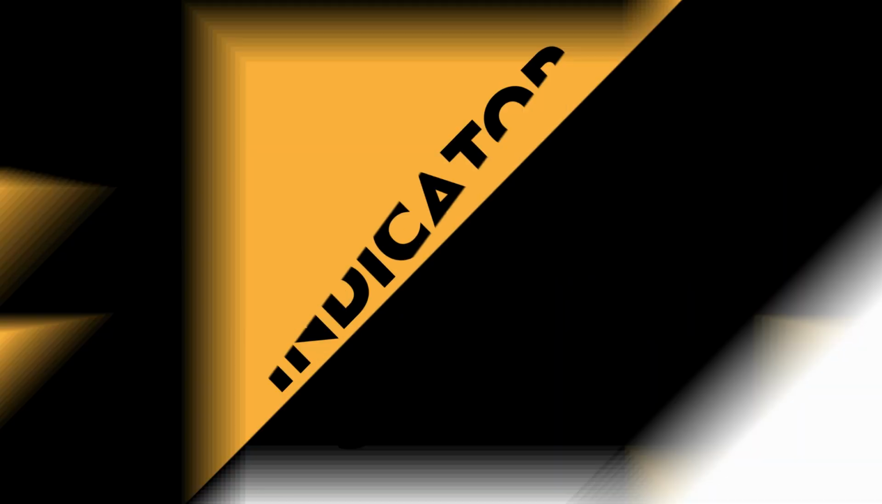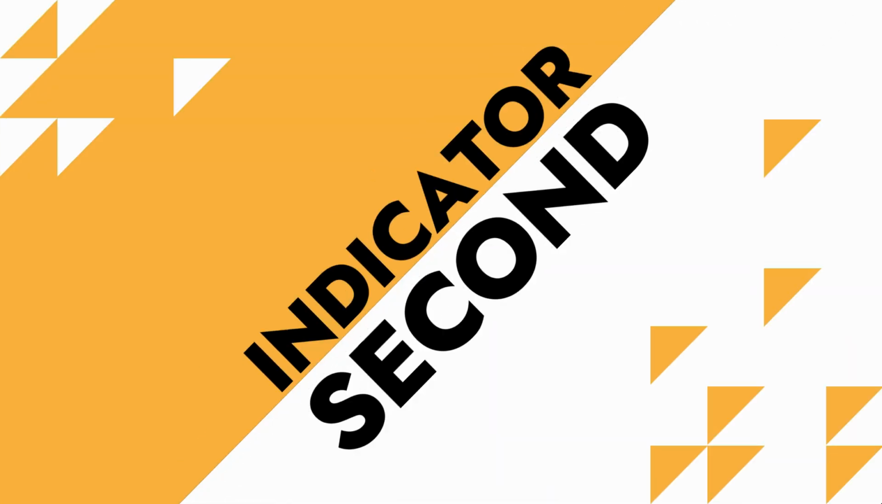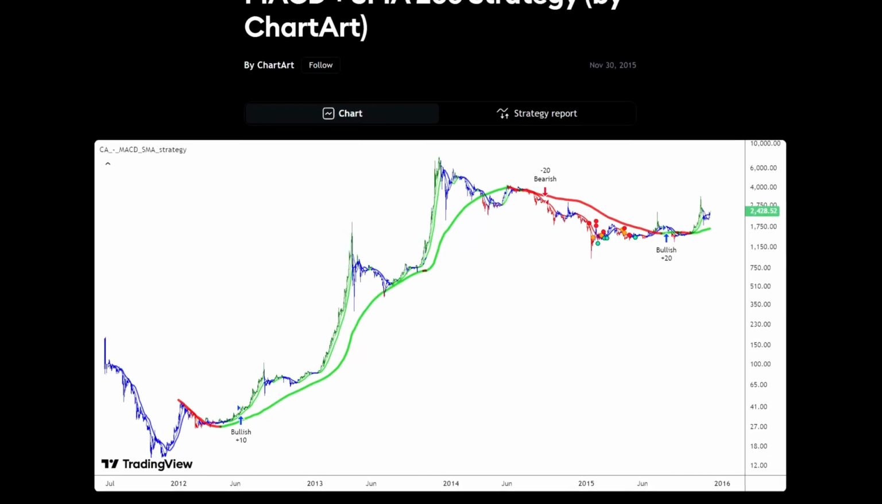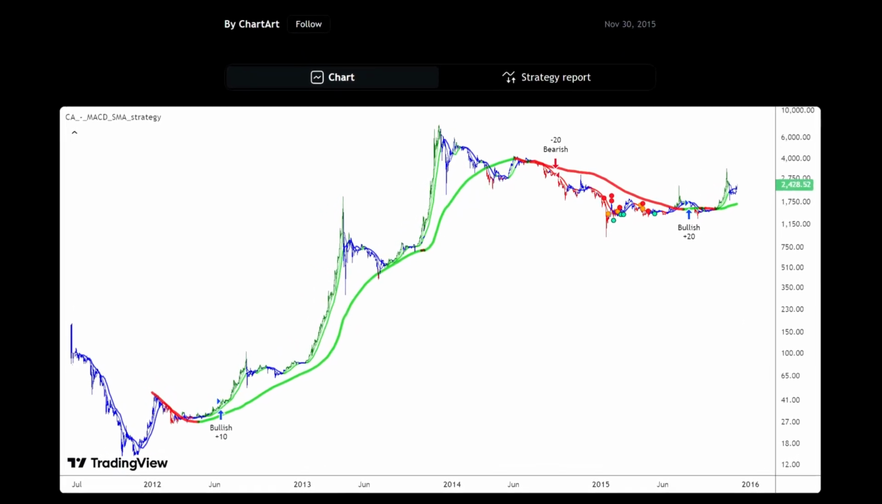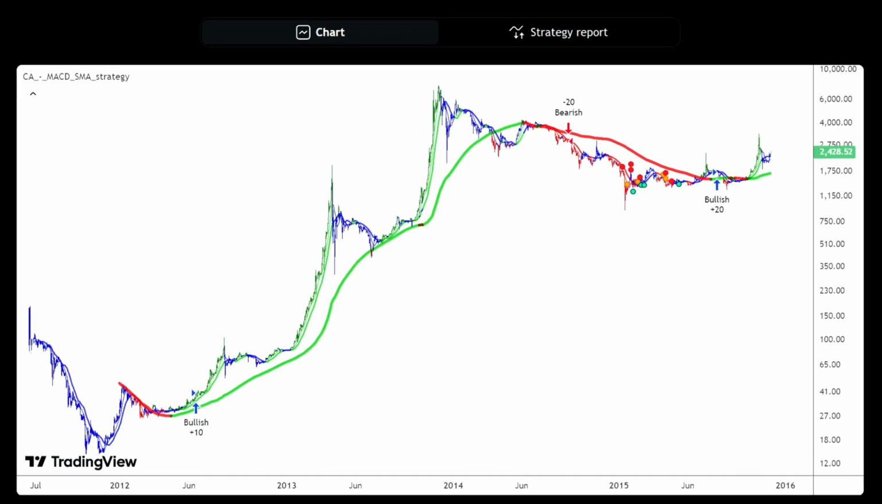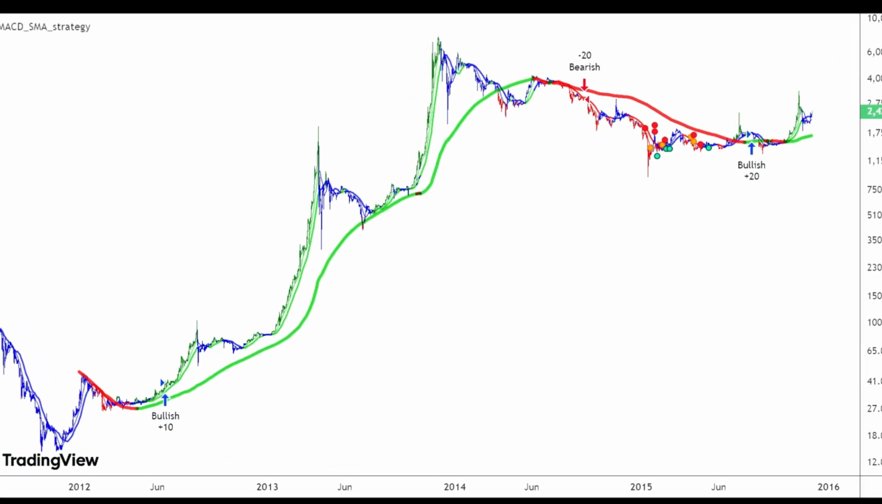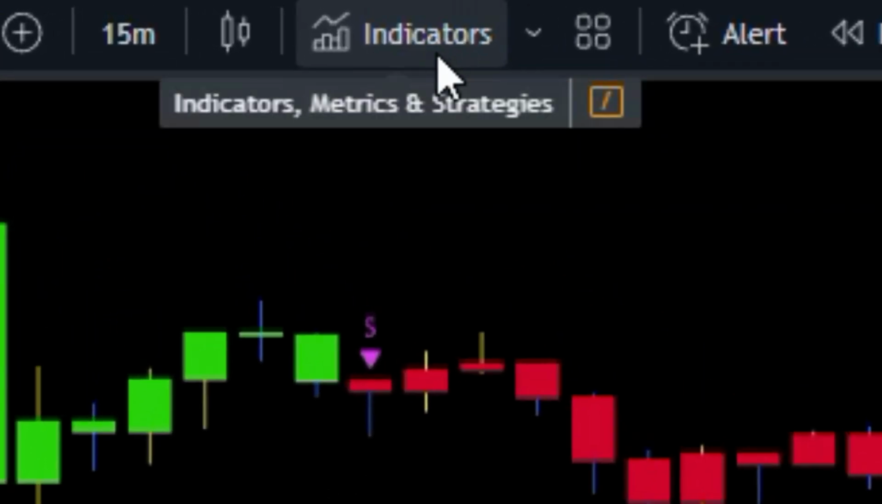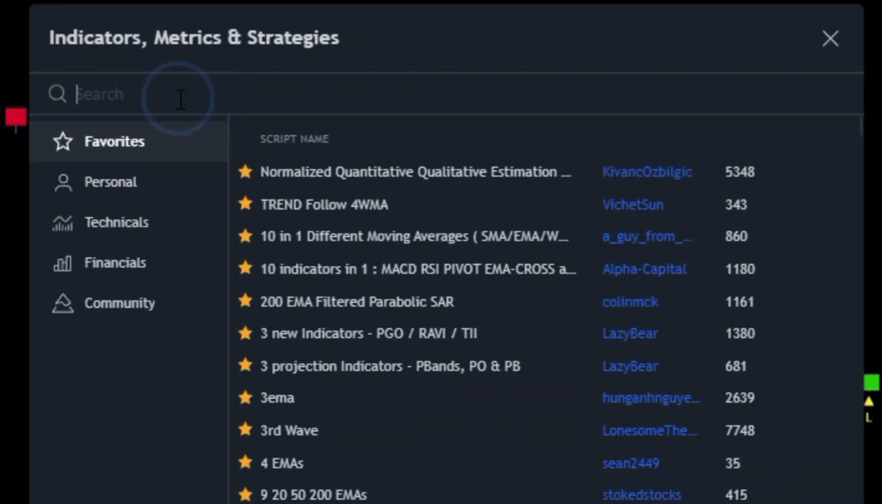Moving on, let's add another powerful tool to our strategy, the MACD plus SMA 200 strategy indicator. This awesome indicator combines the classical MACD, moving average convergence divergence, with the 200 period simple moving average, or SMA, indicator. To add it to your chart, simply head to the indicator section at the top of TradingView and search for MACD plus SMA 200 strategy.